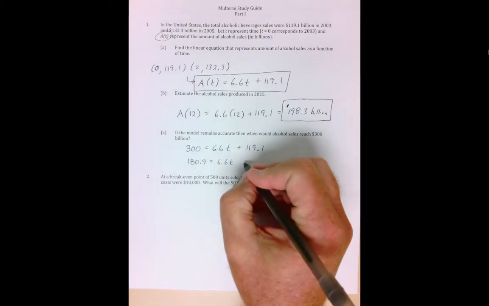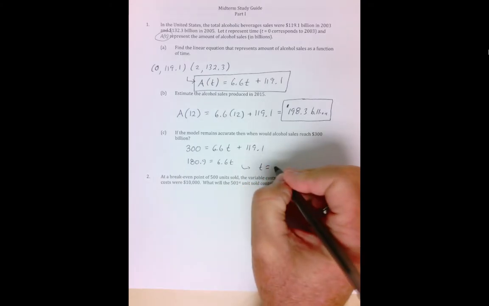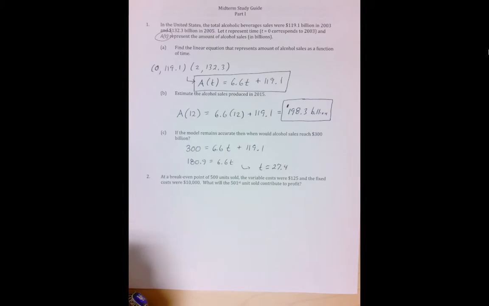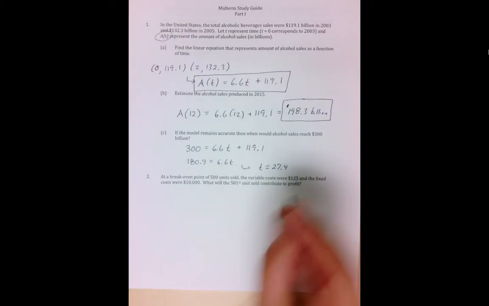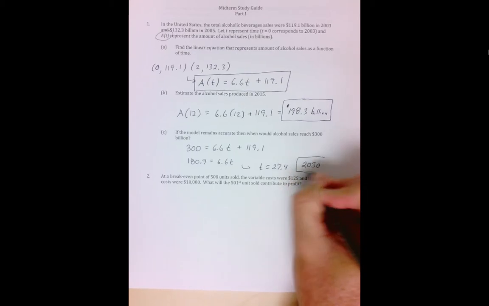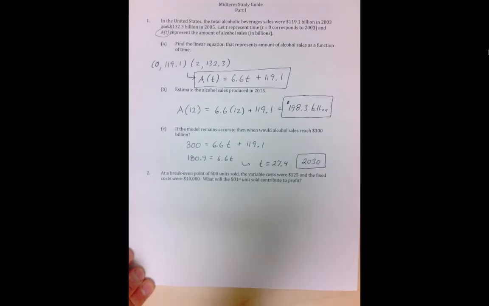And we're going to divide both sides by 6.6, and we get T is approximately 27.4 years. So we would add the 27.4 to the 2003, since that's the starting spot, and this is going to happen in about the year 2030. So about 15 years from now, if this model remains consistent. And that's something that you just don't know.